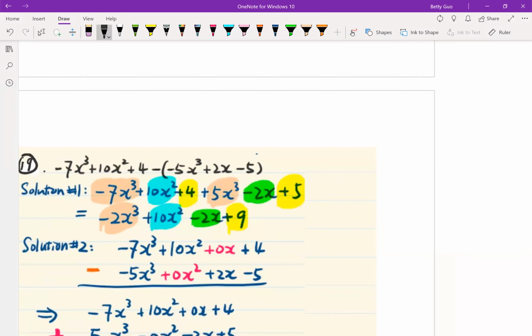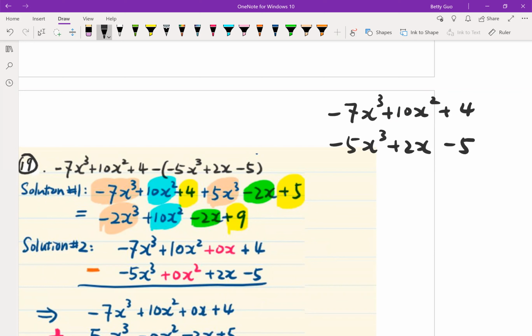So for the vertical, you're going to put the first polynomial on the top. The polynomial inside the parentheses, that's the second. You're going to put it right below the first. So -5x cubed plus 2x minus 5. You need to be careful with the structure. That's the first. The second polynomial is inside the parentheses. Make sure the like terms are lined up, are aligned. So you can see they are not aligned yet, right?